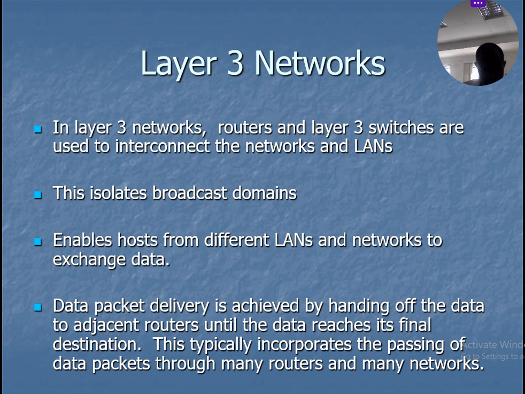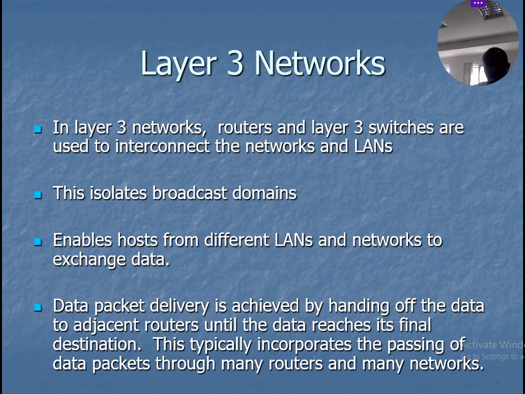Data packet delivery is achieved by handing off the data to an adjacent router until the data reaches its final destination. What you normally do when you have a data packet is to deliver it to where it's going, and to achieve this, you have to use routers. Once the data reaches its final destination, the job is done. Typically, it incorporates the passing of data packets through many routers and networks.